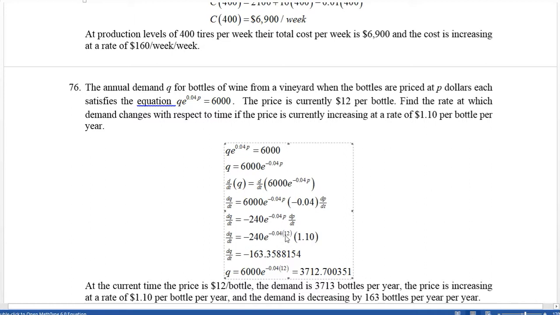I'm going to use a calculator to approximate this. And I get negative 163.3588154. That's negative. It says that over time, we're going to be selling less as that price goes up. Okay, that seems maybe reasonable.